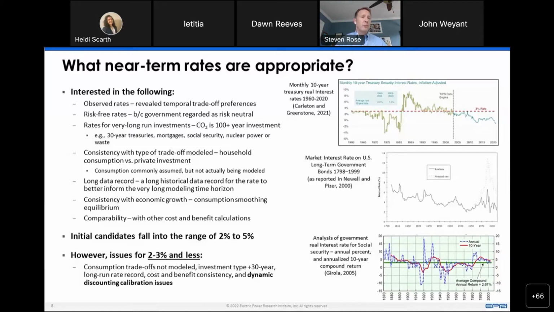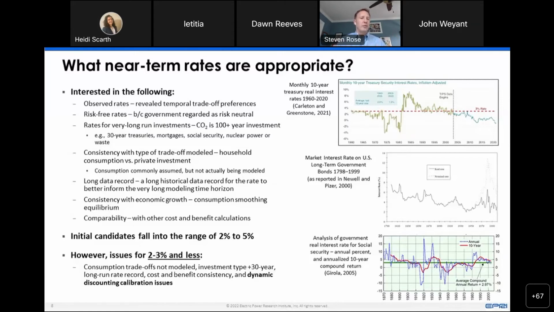We're also looking for consistency with economic growth. We talked about that equilibrium condition and the importance of that, and consideration of comparability with costs and benefits. So how do we think about trying to ensure that we're calculating costs and benefits that can be most readily compared and provide the most meaningful insights?